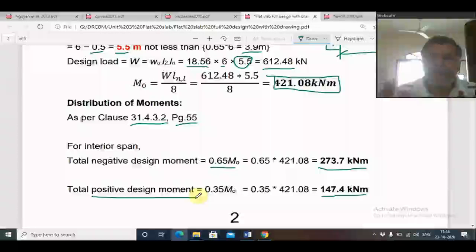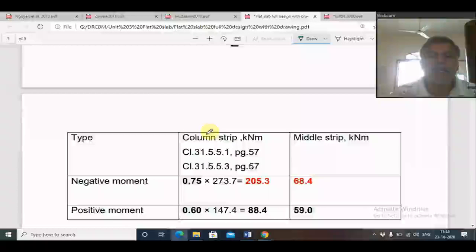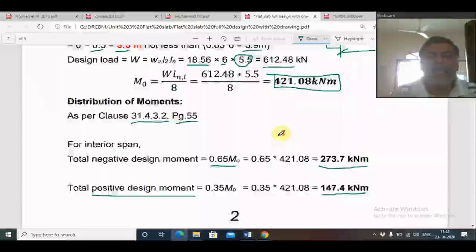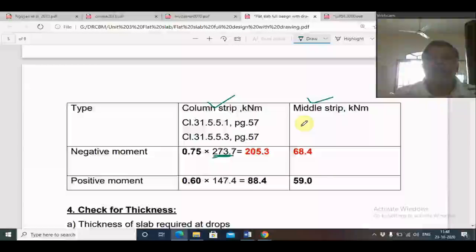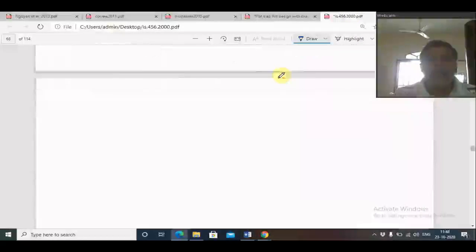Now I have divided the total moment into negative moment and positive moment. Then I have to distribute this negative moment to the column strip as well as the middle strip. What is the total negative moment? 273.7 kNm. This can be divided into column strip as well as middle strip. For that I have to refer to clause 31.5.5.1, page 57.